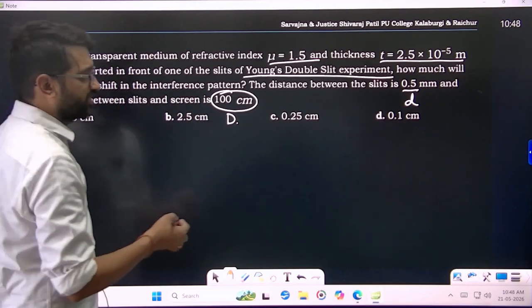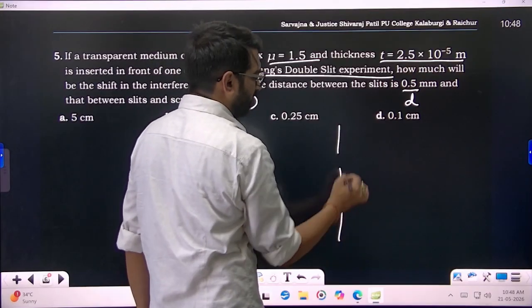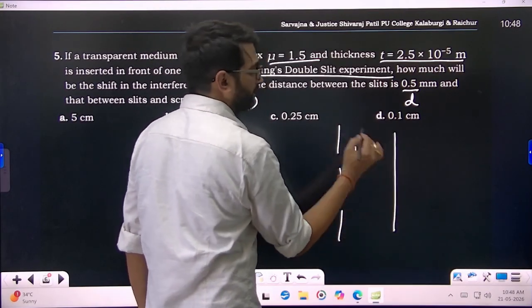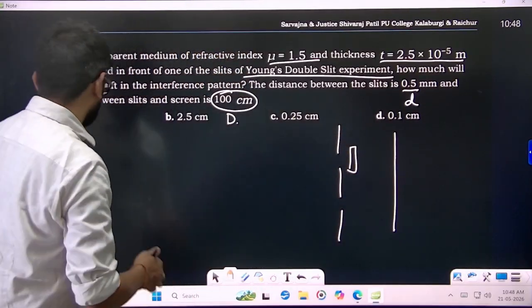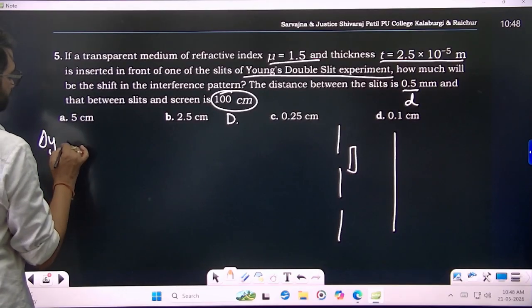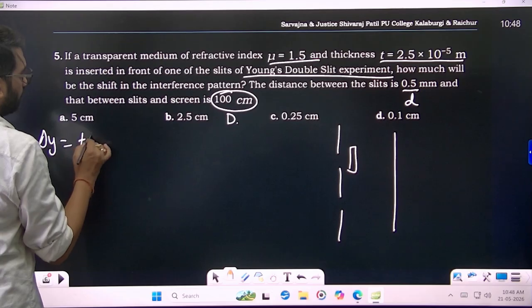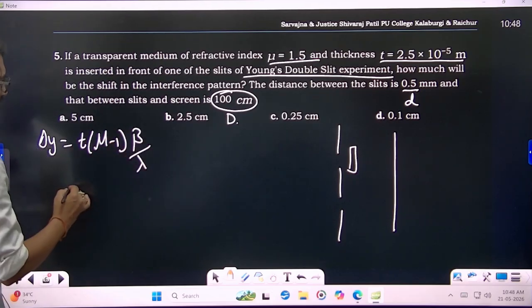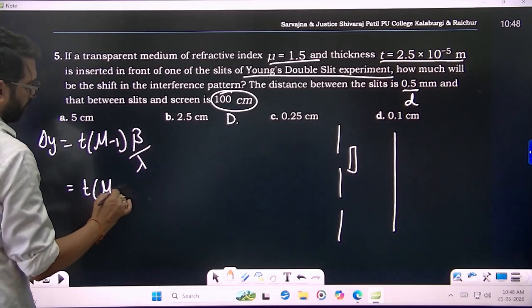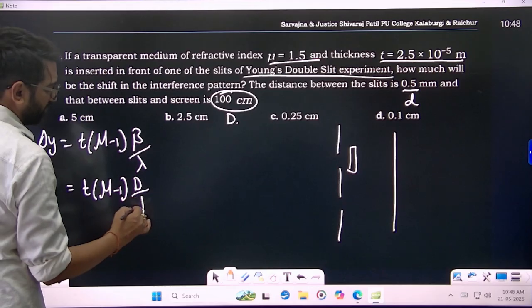So let us now see what the formula for this is. It is nothing but lateral shift. In Young's double slit experiment, if you introduce a transparent sheet in front of one of the slits, the complete fringe pattern will shift, and that shift is given by T into mu minus 1 into either beta by lambda or T into mu minus 1 into capital D by small d.